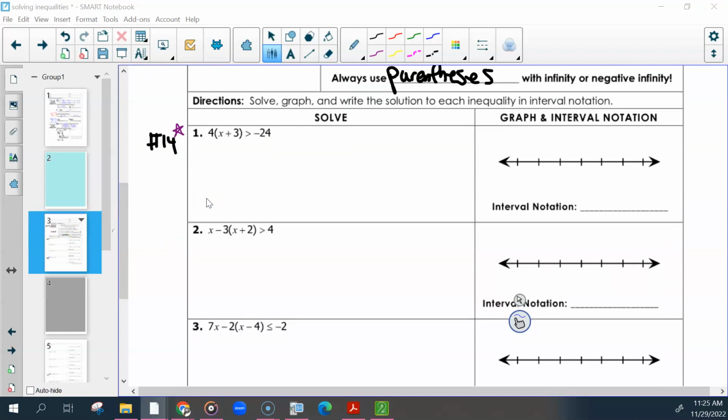Okay, so we're going to skip around and start at number 2. So solve it like normal. Here we would distribute first. So x minus 3x minus 6 is greater than 4. From there, what could we do?